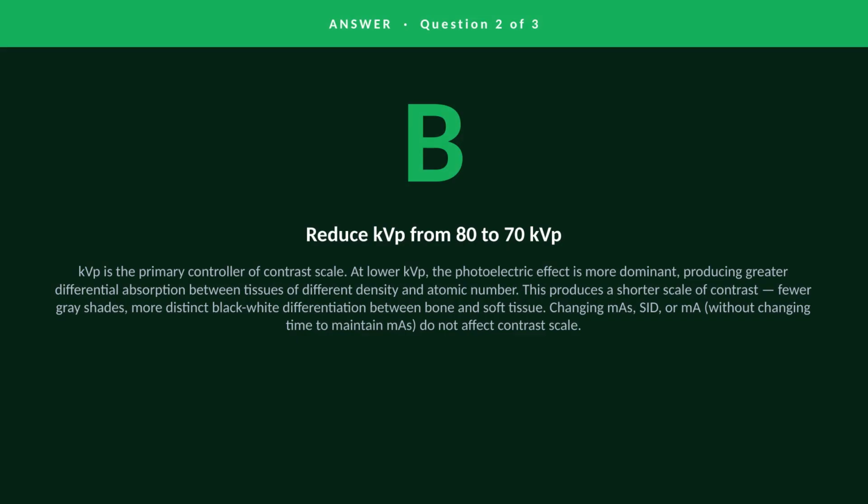The answer is B, reduce kVp from 80 to 70 kVp. kVp is the primary controller of contrast scale.